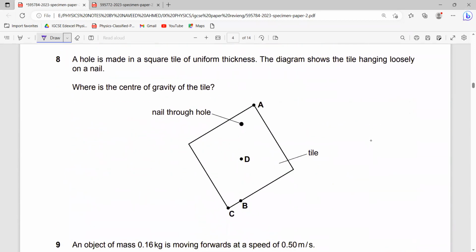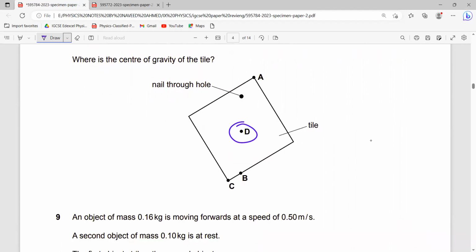In the next question, a hole is made in a square tile of uniform thickness. The diagram shows the tile hanging loosely on a nail. Where is the center of gravity of the tile? As you can see here, A is not possible. C is also not possible because these are at the end of the object where the masses are supposed to be very small or least amount. B is also at the boundary, and D is possible, which seems to be at the center. The center of gravity is a point at which the whole mass or whole weight of the body appears to act. So D is the right option.